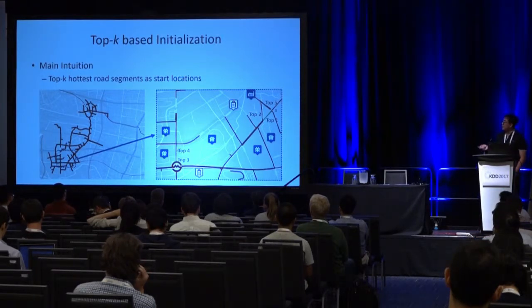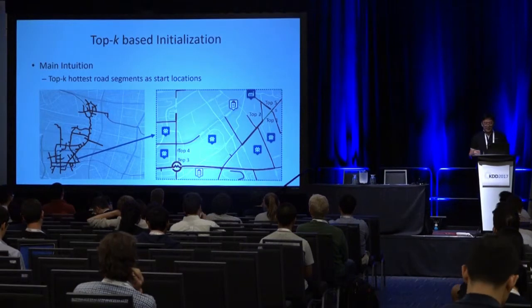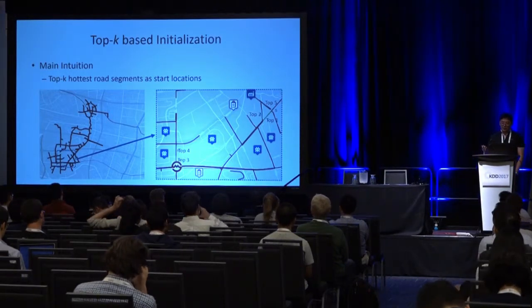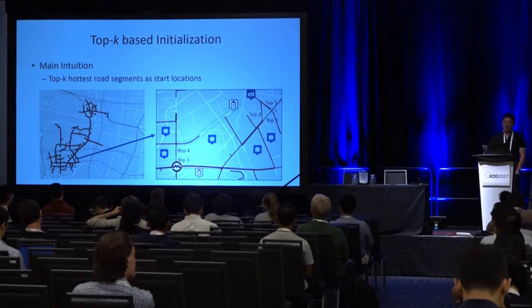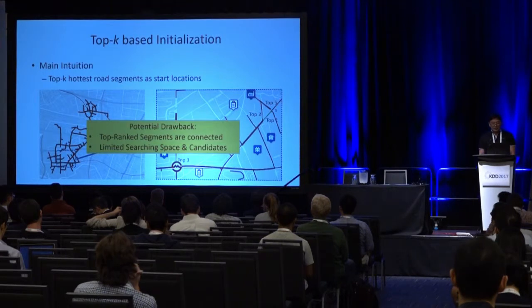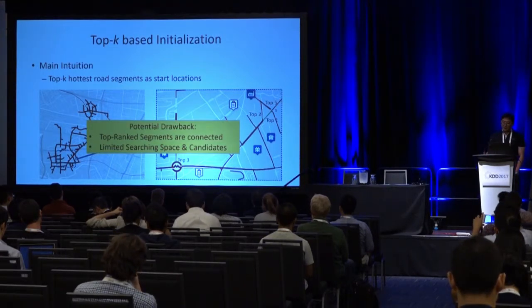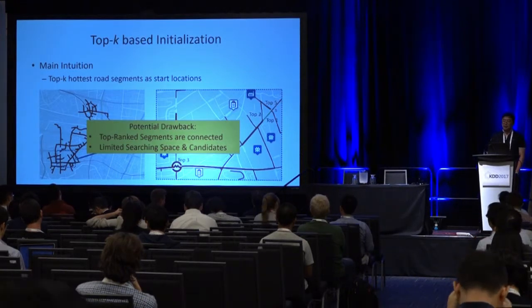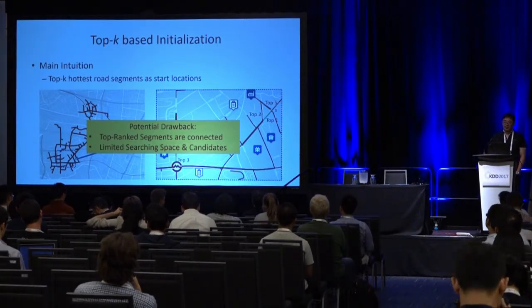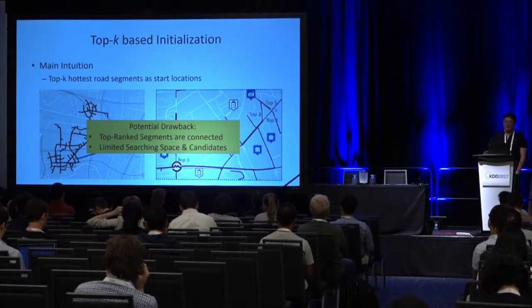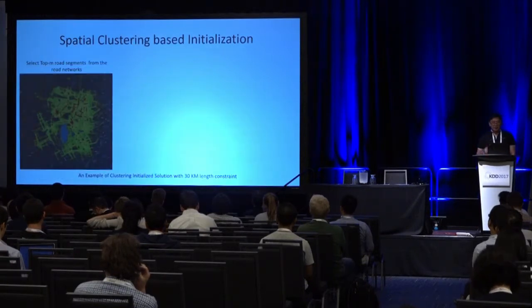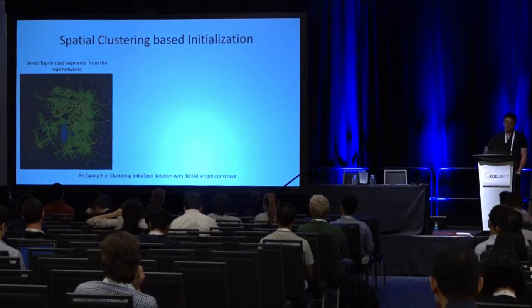People are using these segments consecutively. So as a result, you usually get the top k road segments connected to each other. This will hurt our solution because it limits the searching space and the number of candidates we can have to generate effective bike path plans. As a result, we use another very simple idea to overcome this issue.